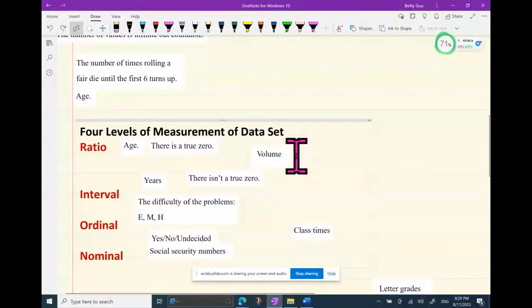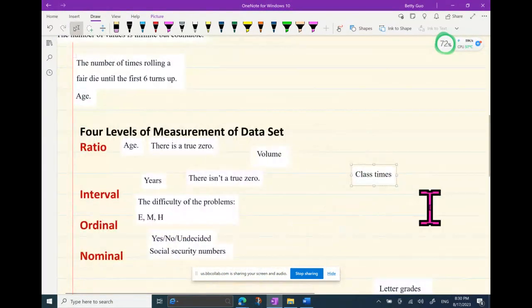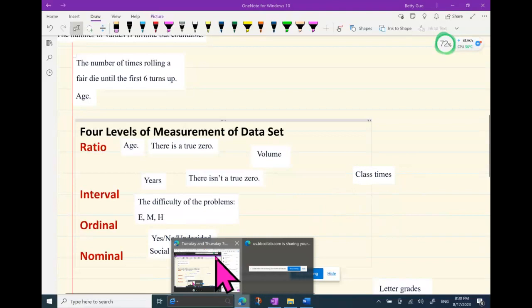Volume is ratio, right? It has a true zero. Yeah, no capacity. When volume is zero, then you cannot put anything in the space. And what about class time? Some of my classes are 1 hour 20 minutes. Some are 1 hour. I have one class, 12 weeks, that is 1 hour and 45 minutes. In another school, I teach some classes 3 times a week, and that's only 50 minutes. So class time is what?